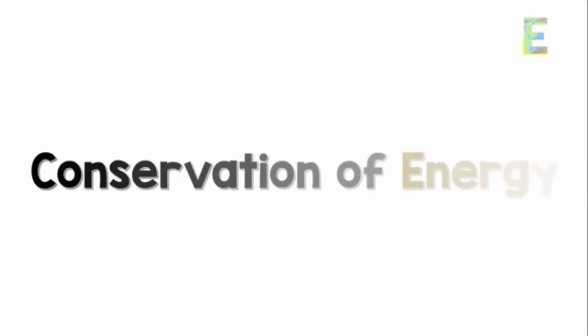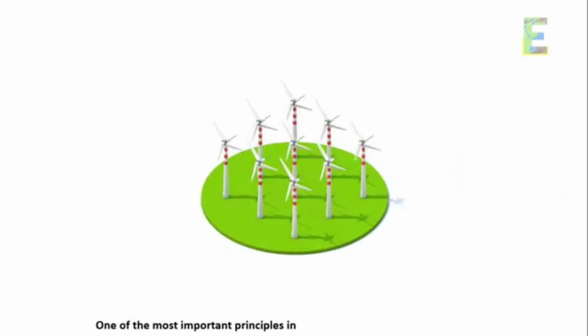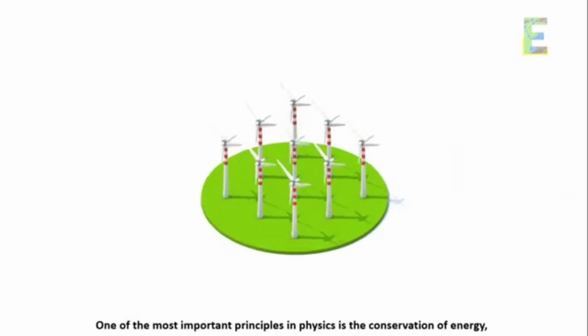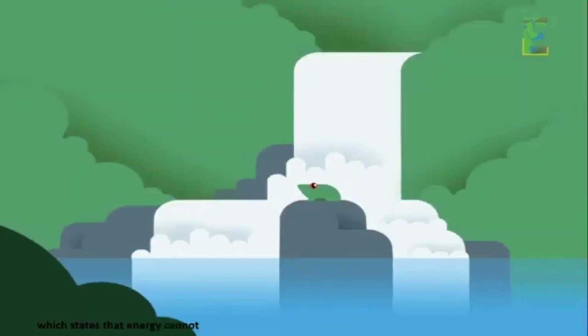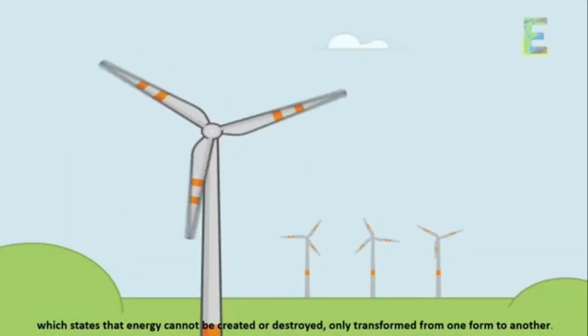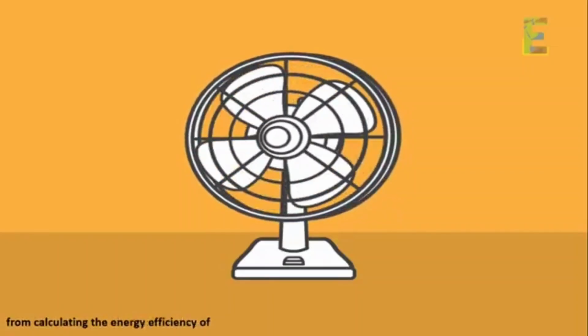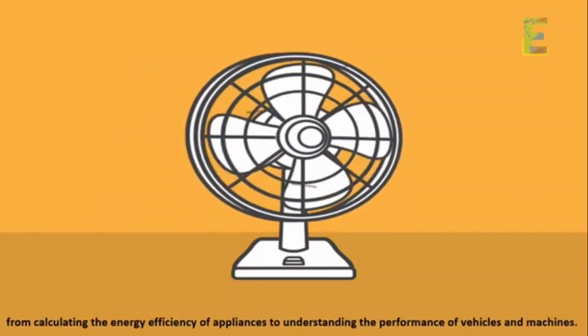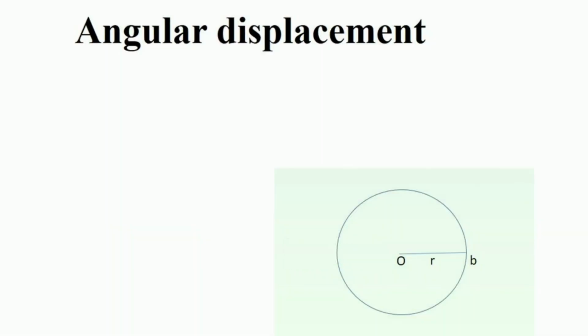Rotational motion, also known as rotary motion, is the movement of an object around a central axis. This axis can be fixed or moving. The object can rotate in a clockwise direction or anti-clockwise direction.